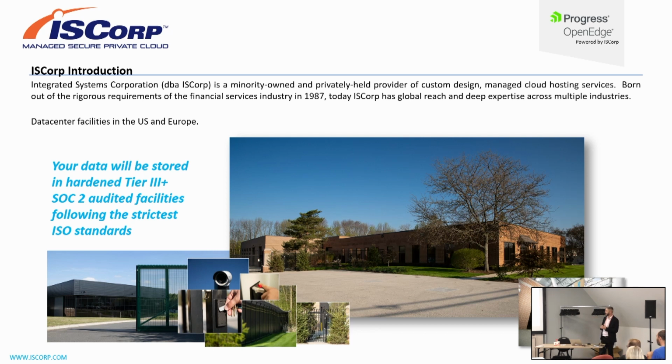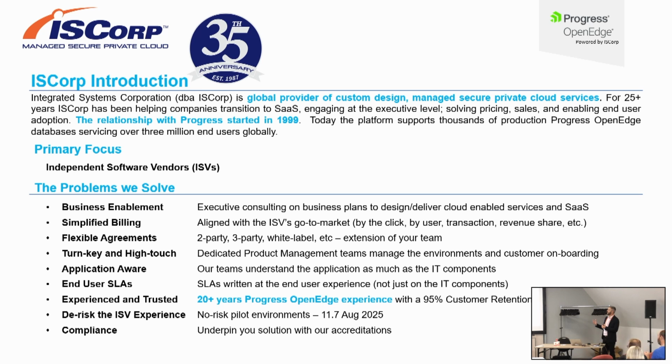A little bit more of a deeper dive into ISCorp. For 25 years, ISCorp has been helping companies transition to SaaS, software as a service. We engage at the executive level, solving pricing, sales, and enabling end-user adoption. The relationship with Progress started in 1999, so as you can imagine, we've worked with Progress for an awful long time. Today, the platform supports thousands of production Progress OpenEdge databases, serving over 3 million end-users globally. Our primary focus is independent software vendors, ISVs. Whenever I speak about this, we always class our ISVs as partners and their clients as our clients. You'll see that a bit more later on.